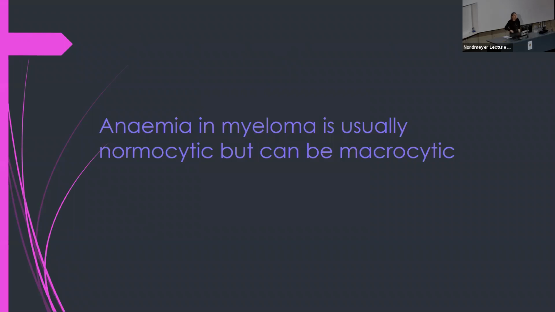And yeah, I've said it a couple of times, and I'll say it one more time. Anemia in myeloma is usually normocytic, but can be macrocytic, so don't be put off if you see that. Just like alcohol normally causes macrocytic anemia, but there are some situations where it does something different.